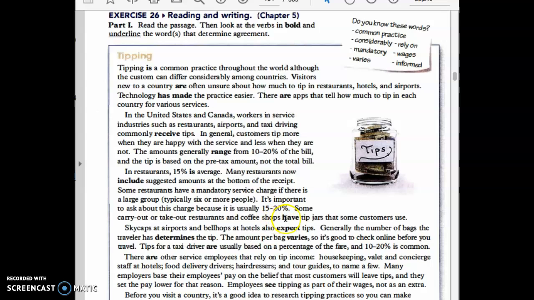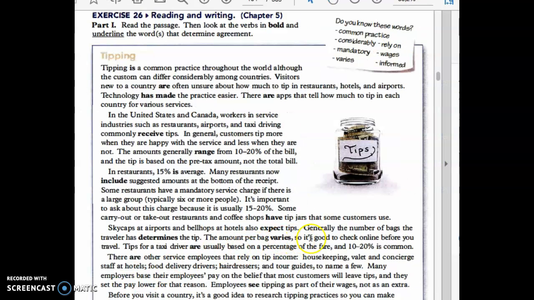Coffee shops have tip jars that some customers use. It's not mandatory. It's just if you feel generous that day. Skycaps at airports and bellhops at hotels also expect tips. This is not mandatory, but if somebody is helping you, of course, you're going to tip the person, okay? Generally, the number of bags the traveler has determines the tip. The amount per bag varies, so it's good to check online before you travel.